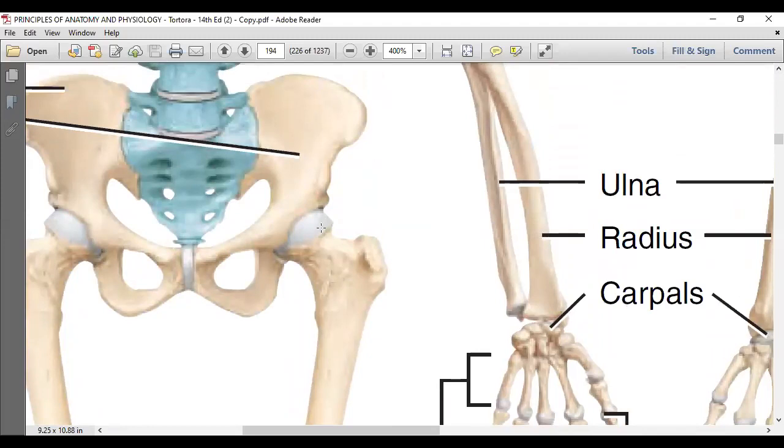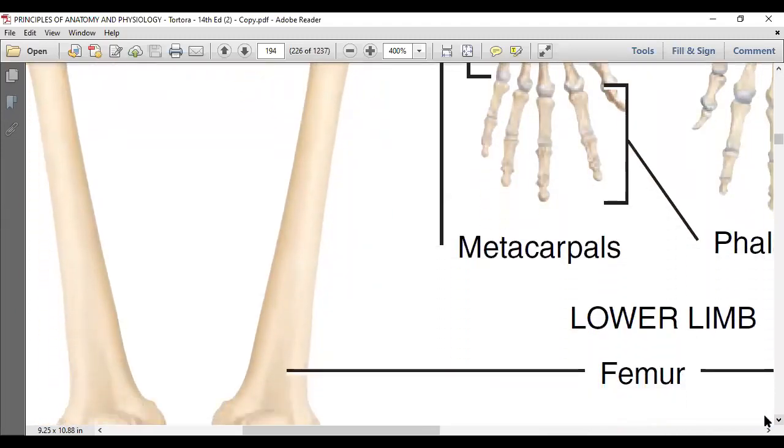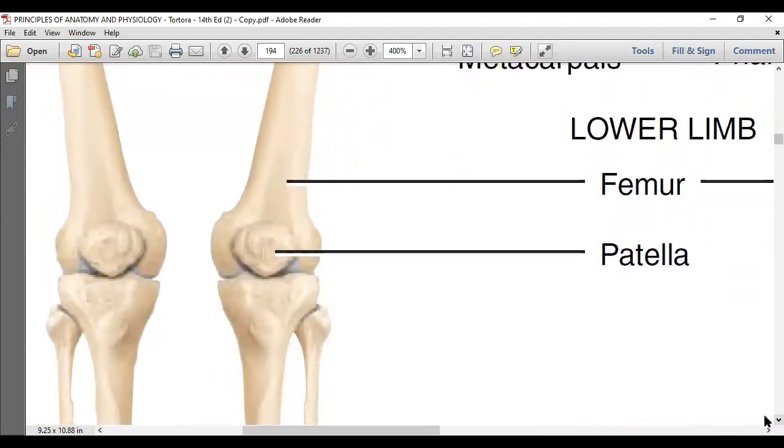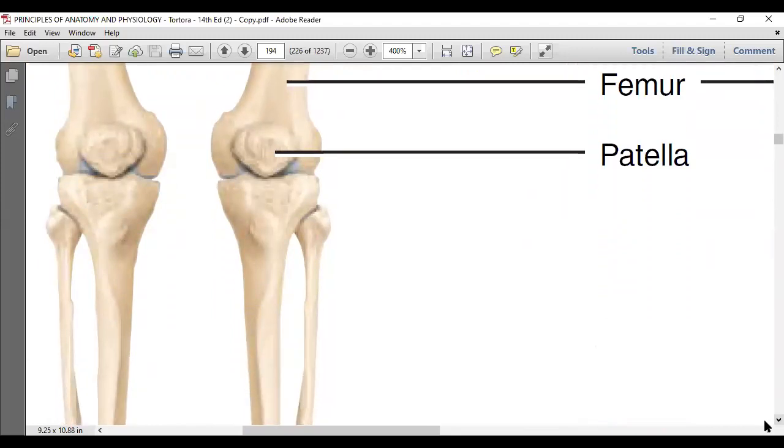There is one more joint you can see here. This is the depression, the acetabulum of the pelvic girdle. The head of the femur makes a joint there. What is that? Ball and socket joint. Between the femur and tibiofibula, we have another joint. What is that? Hinge joint. We can see the hinge joint.